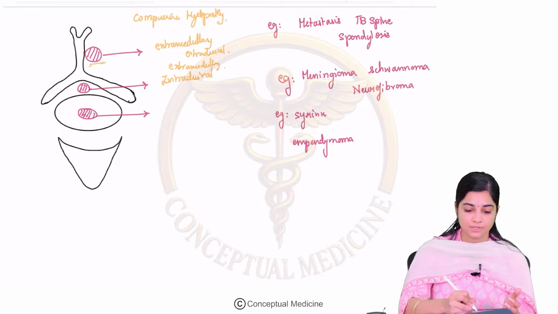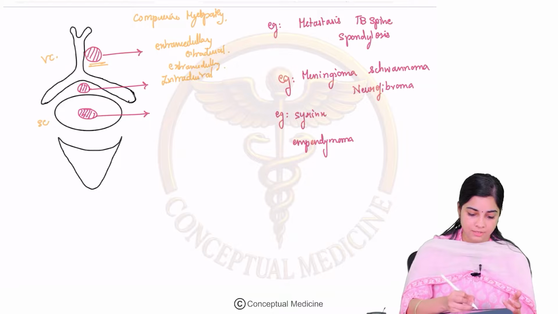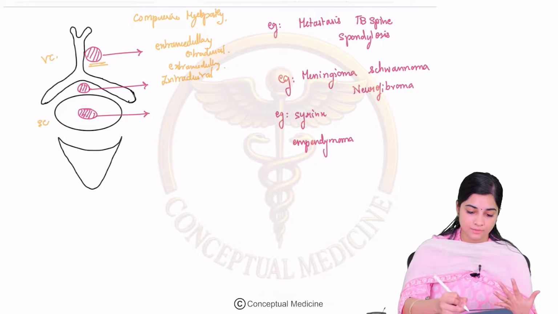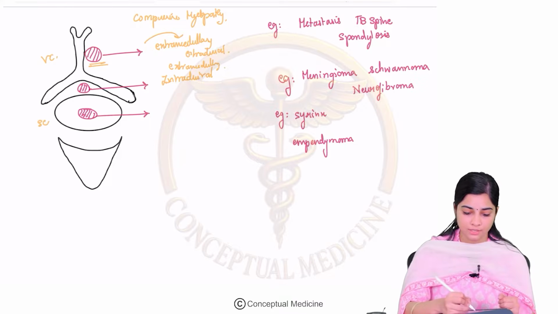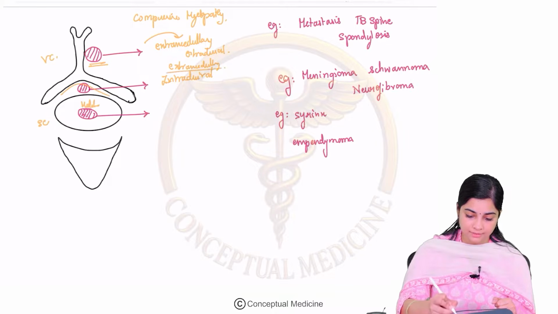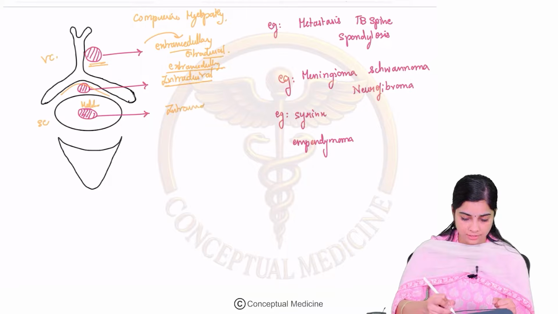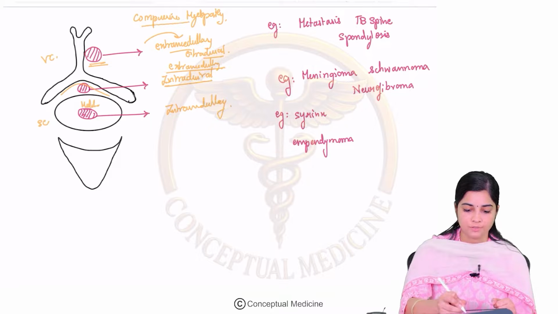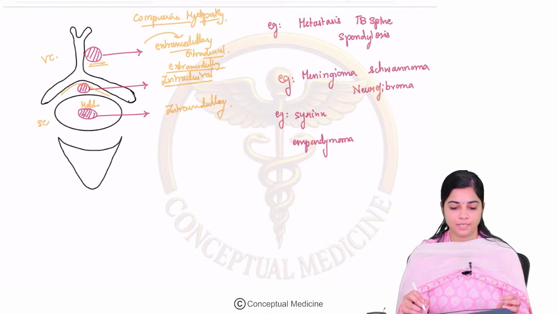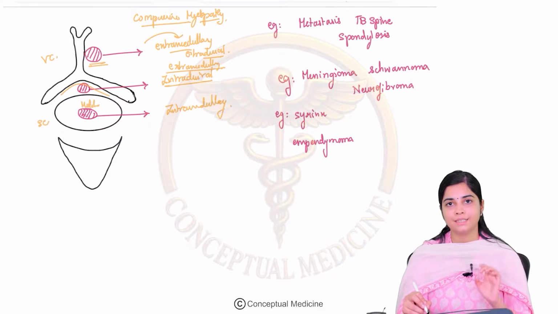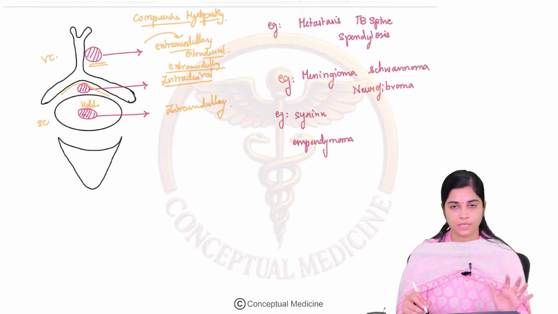Extramedullary, extradural, as you can see here, this is your spinal cord, this is your vertebral column, this is outside the dura mater as well. So this is your extramedullary, extradural. This is outside the medulla, outside your spinal cord, but within the dural cavity, extramedullary, intradural. And this is your intramedullary lesion. So compressive myelopathy can be classified as extramedullary extradural, extramedullary intradural, and intramedullary lesions. I hope this is clear.